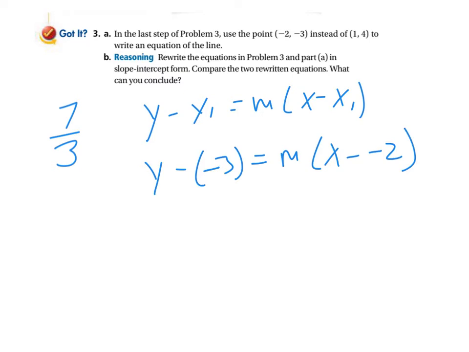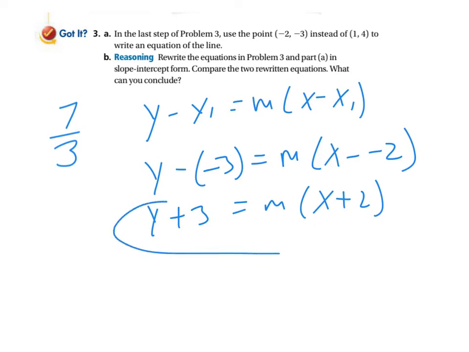Now obviously we need to correct that a little bit. It will become y plus 3 equals m times the quantity x plus 2. And what it wants to know then, rewrite it in slope-intercept form. So this is where it gets to be really fun. And I'm going to transfer this to the next slide so we have a little more room with this so we can do part B here.